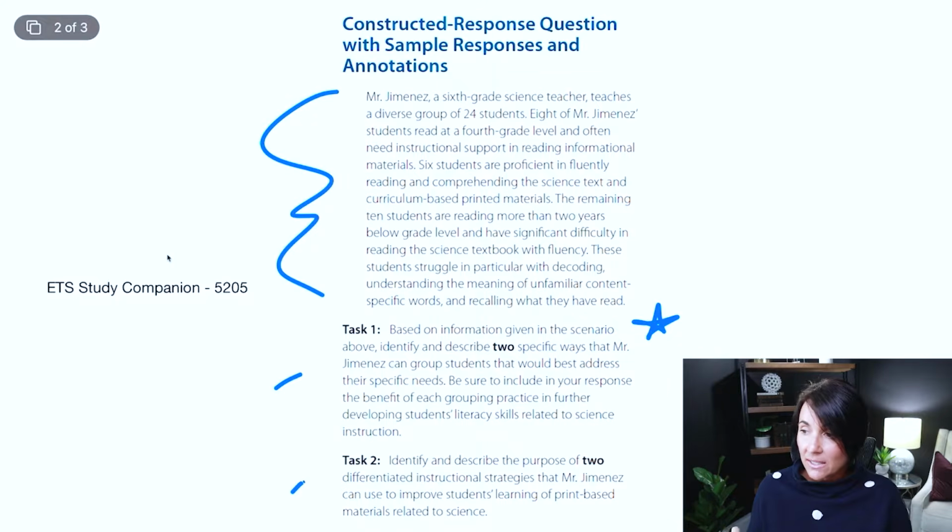Task 1: Based on the information above, identify and describe 2 very important specific ways that Mr. Jimenez can group students. So we're looking for 2 types of grouping that would best address their specific needs. Be sure to include in your response the benefit, so we want to make sure why we're doing this, of grouping practice and further developing students' skills.